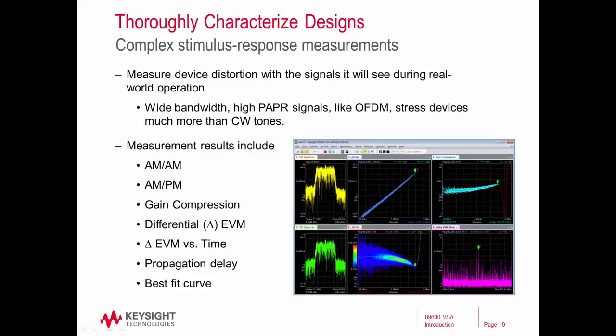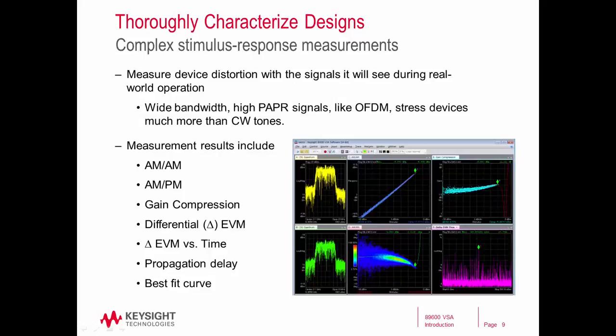For instance, you can use any test stimulus that you want. You can use wide modulation bandwidth, complex modulation like OFDM. You can use something that's a realistic type of signal that your device is going to see while it's operating in the real world, rather than some traditional test methods which only allow for CW tones.